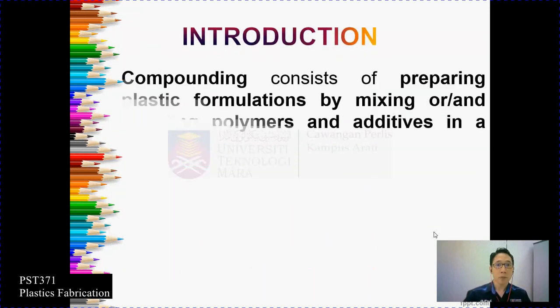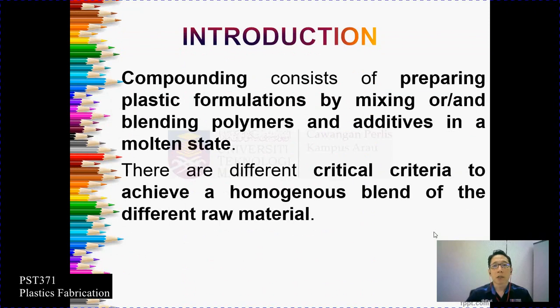So, some introduction to plastic compounding. Compounding consists of preparing plastic formulations by mixing and blending polymers and additives in a molten state. There are different critical criteria to achieve a homogeneous blend of the different raw materials. Last semester you did learn about rubber compounding. Similar to that, plastic compounding also involves the process of mixing other additives into the polymeric material. But for plastic material, you need to be in a molten state to have a more homogeneous blending.